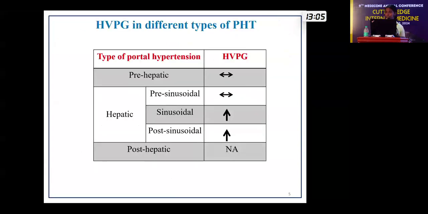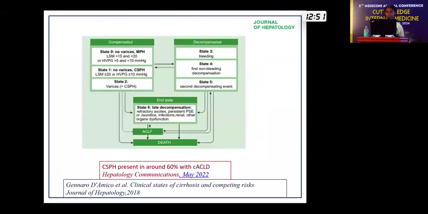Again, this is a familiar slide which all of us would have seen. We know that in sinusoidal and post-sinusoidal hepatic causes of portal hypertension, there is an increase in HVPG. In prehepatic causes, HVPG is usually normal. Now, this is to show the various stages of liver disease. This is the D'Amico staging that came in 2019.